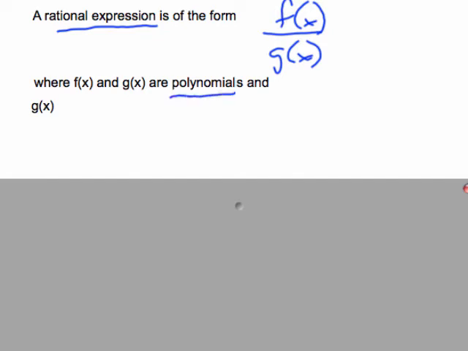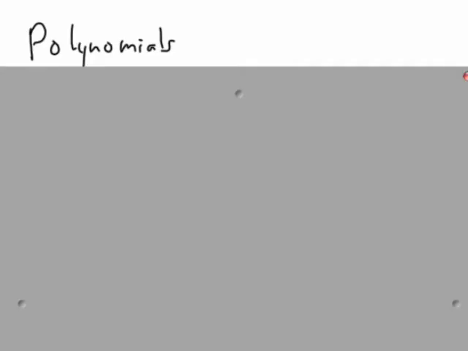So after reviewing rational numbers, we're now going to look at the definition of a rational expression, which is going to sound similar. A rational expression is of the form f of x divided by g of x, where f of x and g of x are polynomials, and the denominator g of x is not 0. Alright, now just in case you need a review of what polynomials are, let's just flip over to this screen.